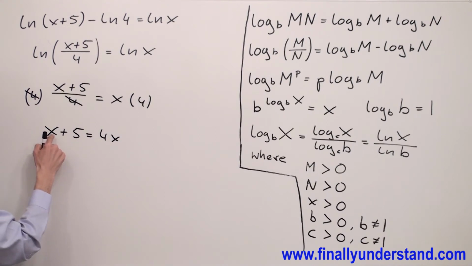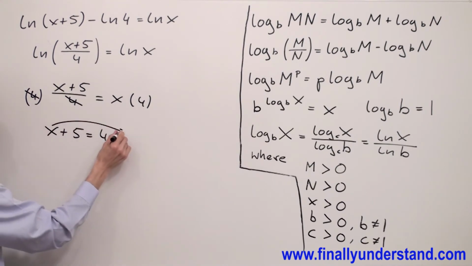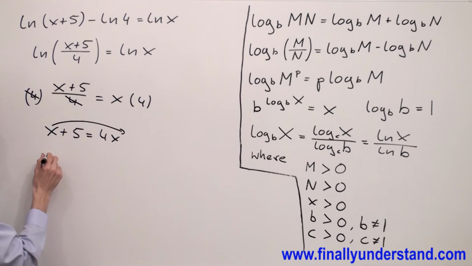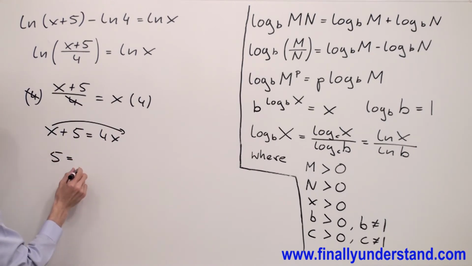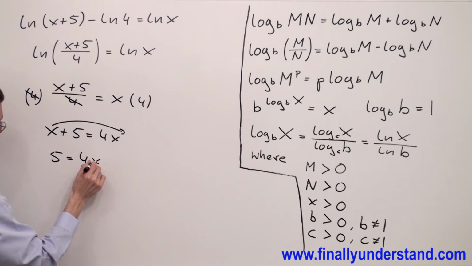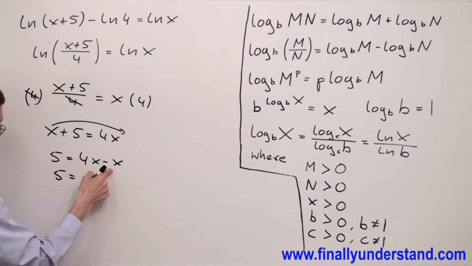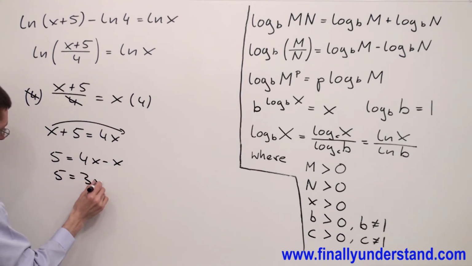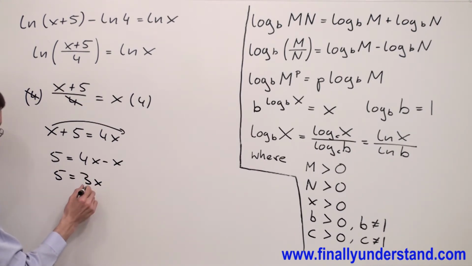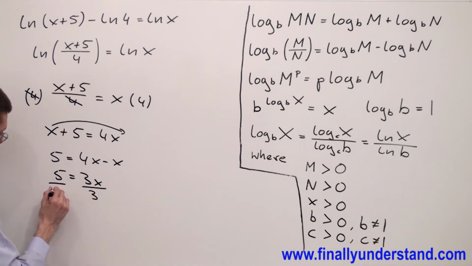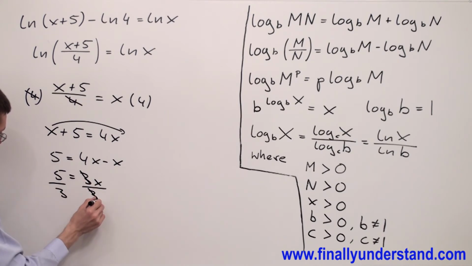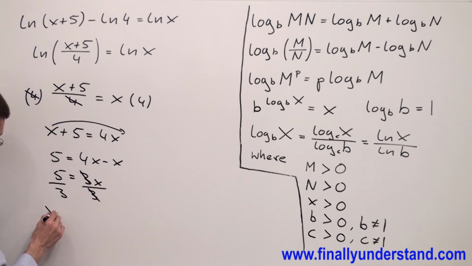Next, I have to move this x to the right side. I have to combine the like terms. 5 equals 4x minus x, which is equal to 3x. In order to find the value of x, I have to divide both sides of the equation by whatever is multiplied to x, divided by 3. 3 and 3 will cancel out. I have x equals 5 over 3.